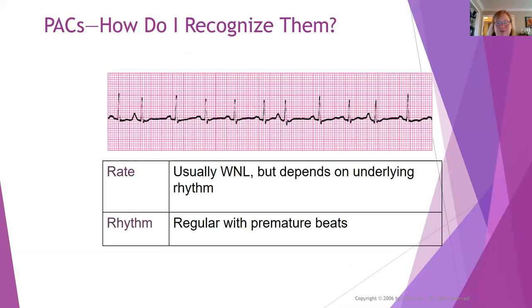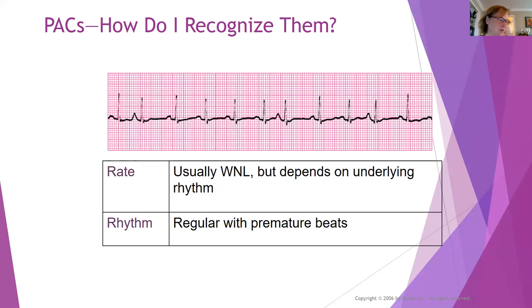How do you recognize them? So the rate typically when we're seeing PACs is within normal limits. And normal limits is defined by age. If we're looking at children, normal limits are much higher. If we're looking at adults, we're saying 60 to 100 now, but I keep reminding you that we're expecting in the next 5 or 10 years that there may be some real discussion about whether normal is 50 to 90 or even 50 to 100.